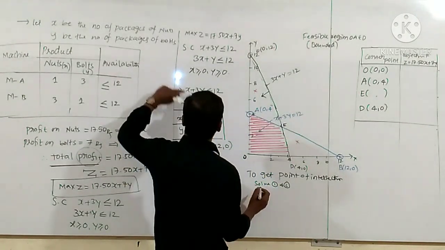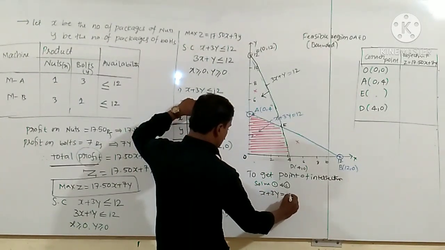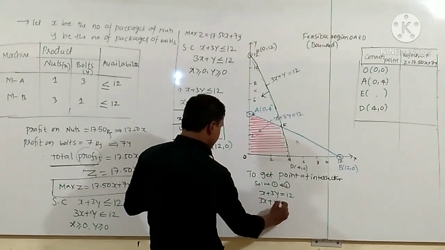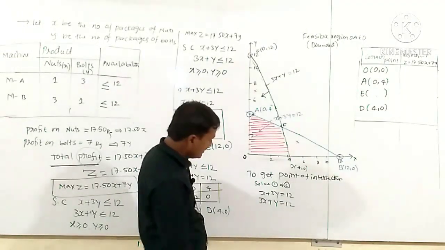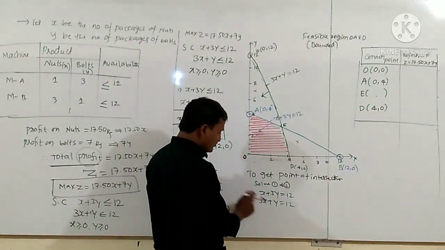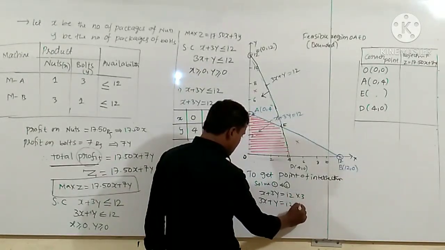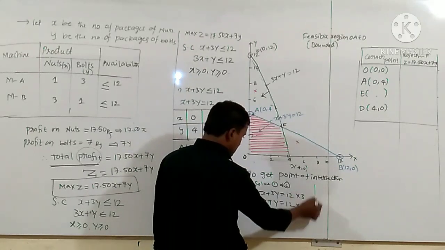What is 1? 1 is x plus 3y equal to 12. What about 2? It is 3x plus y equal to 12. Okay, so you know how to solve this, right? You have to make the coefficients of both the equations the same. So here I will multiply by 3, here I will multiply by 1.